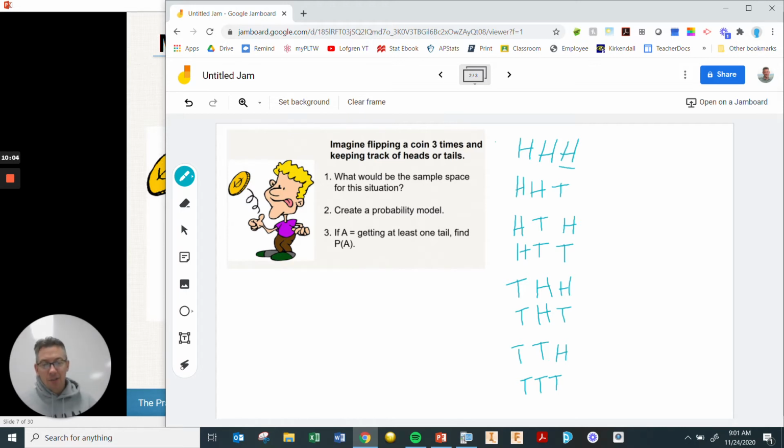And if you see me struggling to think about all these and you're thinking, well, I'm kind of struggling too, well, there's an easier way to do this. I'm going to show you here in a second. But we do have the sample space. So this listing here, that's the sample space, done.